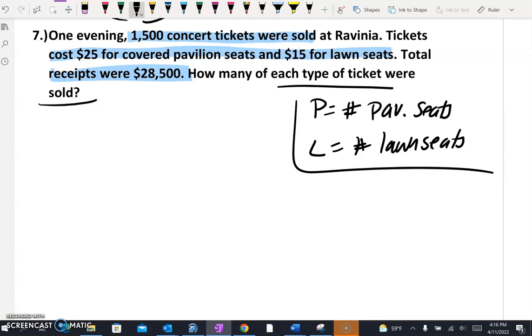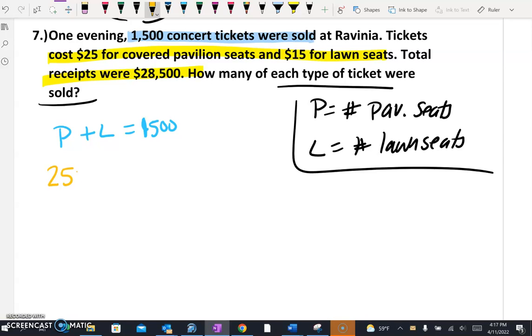So I know that there were 1,500 sold. That means however many pavilion plus however many lawn has to equal 1,500. So that means that the next part is probably going to be for my second equation, which is that it costs $25 for a pavilion and $15 for a lawn. And it gives us the total earnings that night. Now, if you wanted to actually calculate how much you earned, okay, you would do 25 times how many pavilion seats, because that's cost per pavilion, 15 times the number of lawn seats, because it's $15 per lawn seat, set that equal to $28,500.